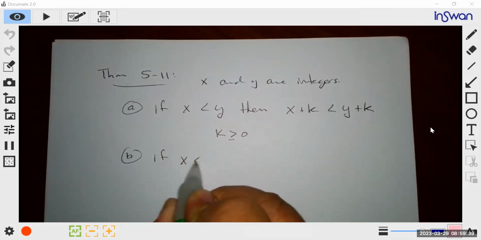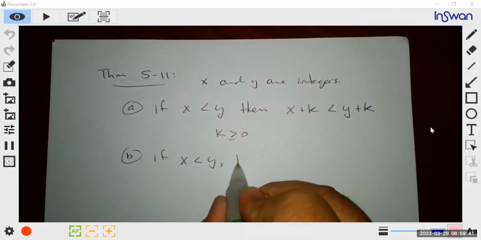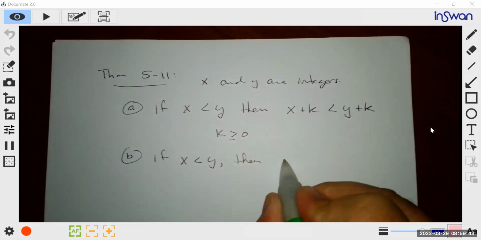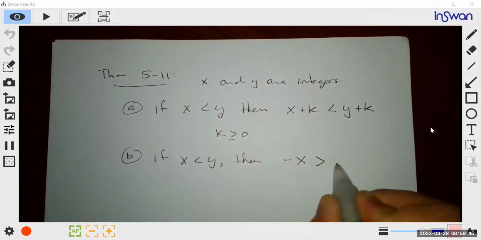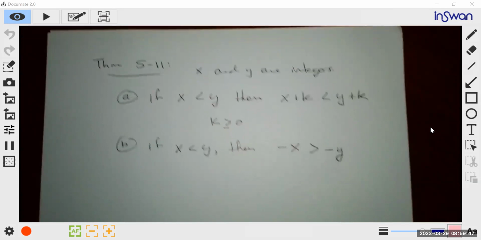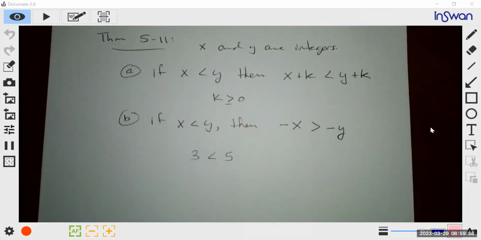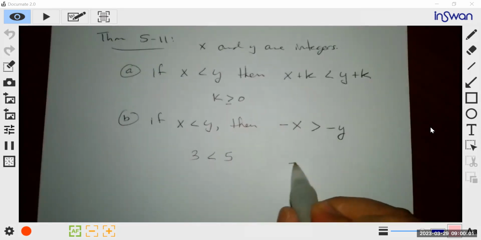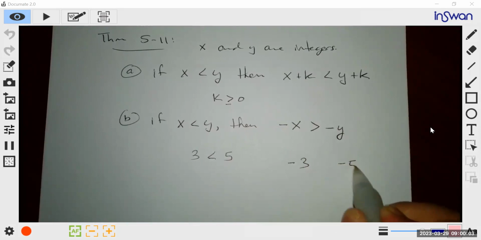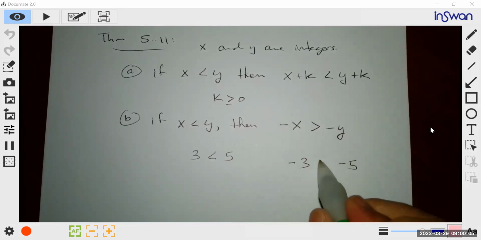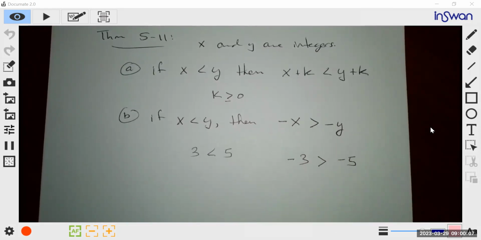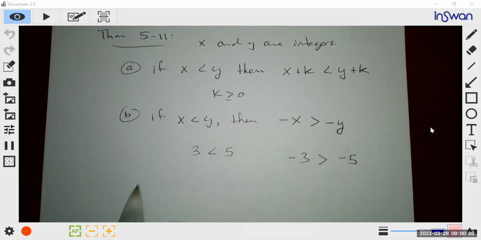If x is less than y, then negative x is greater than negative y. 3 is less than 5. If I make them both negative, -3 is bigger than -5 because it's further to the right on the number line.